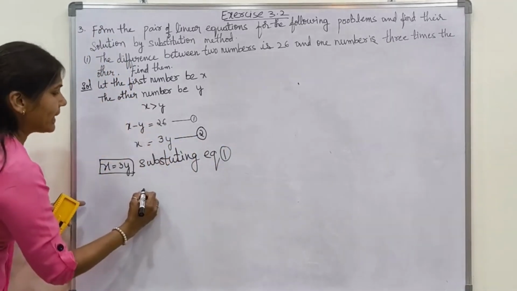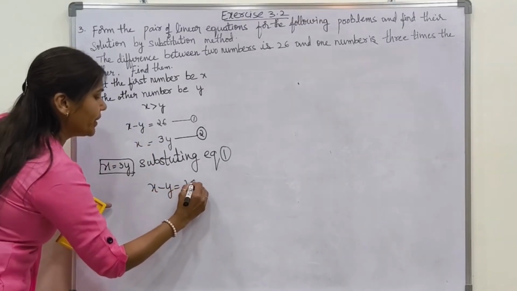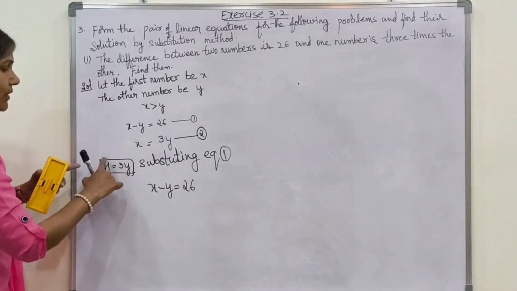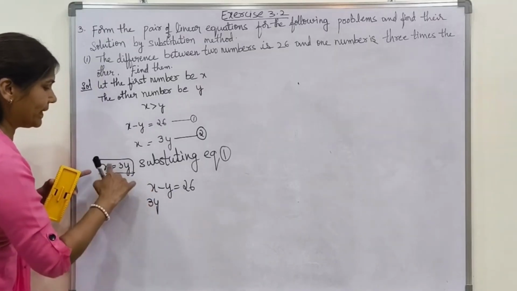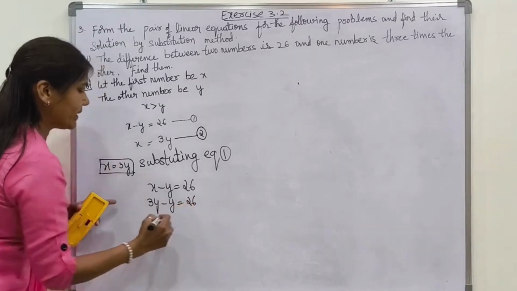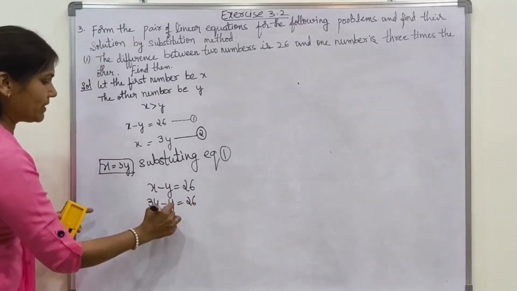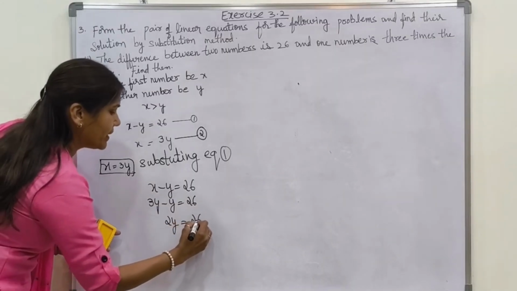Now see here, first equation, what am I taking? x minus y is equal to 26. What is the x value? This x is equal to 3y. See here, in place of x we are writing 3y, and y is written as it is, equal to 26. 3y minus y, here nothing means 1, 3 minus 1 is 2. 2y is equal to 26.